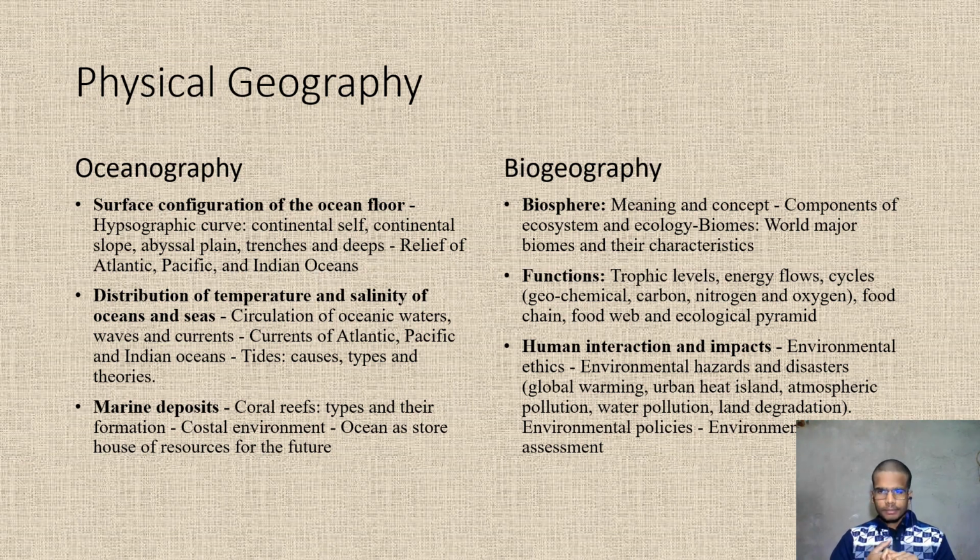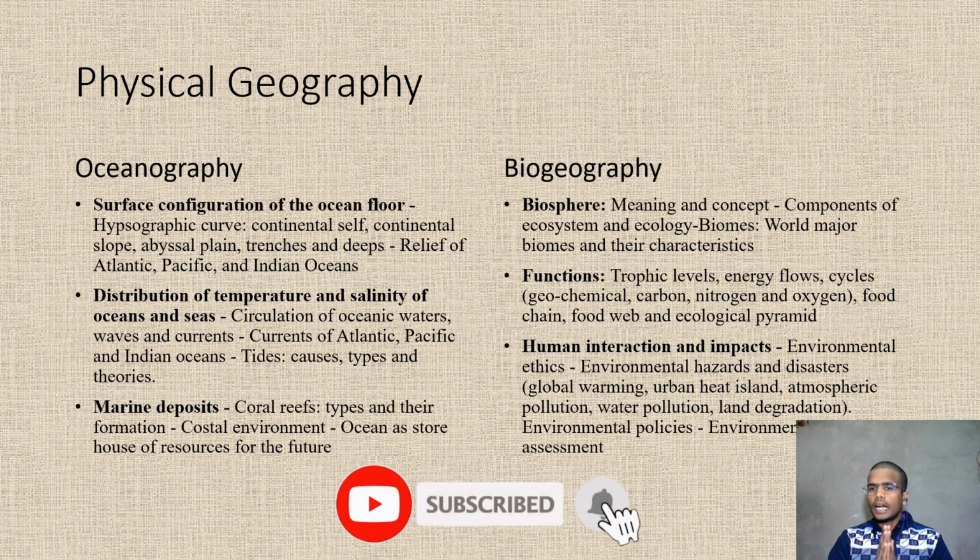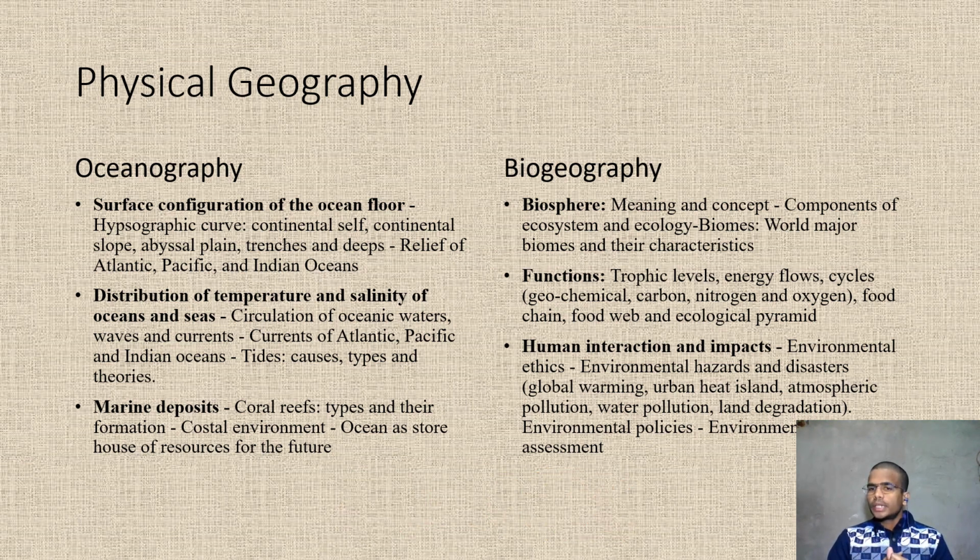Next is the trophic level, energy flow, cycles, food chain, food web, and ecological pyramid. So in trophic level, what you need to know is the transfer of energy and mass. So what is the change as you move from the bottom of the pyramid to the top of the pyramid, that you need to know. And in cycles, mostly questions are asked from the nitrogen cycle, like what is nitrogen fixation, what is ammonification. So you need to focus more on the nitrogen cycle. Okay, and then food chain and food web and ecological pyramid. These are all available to you very easily. You can access them.